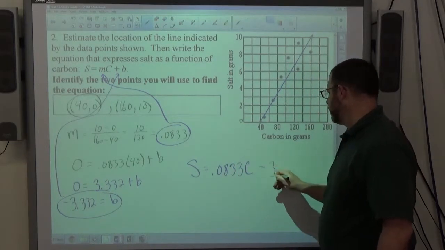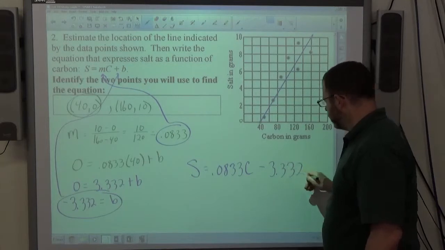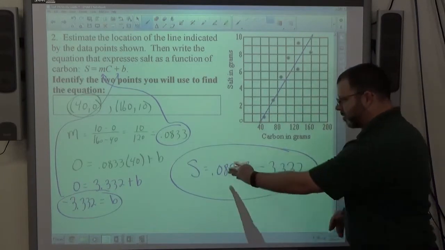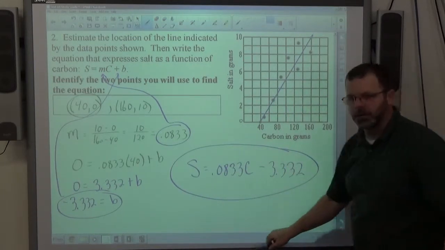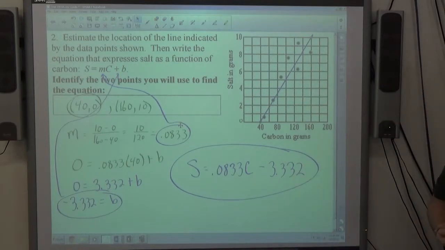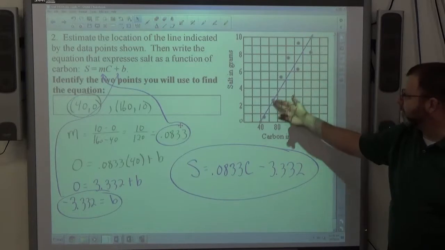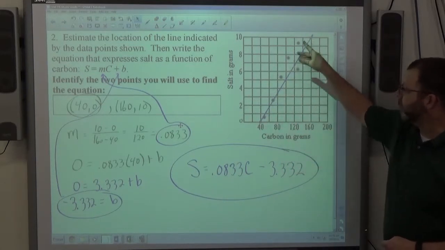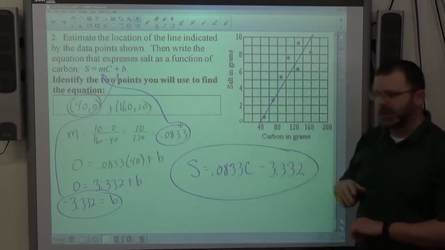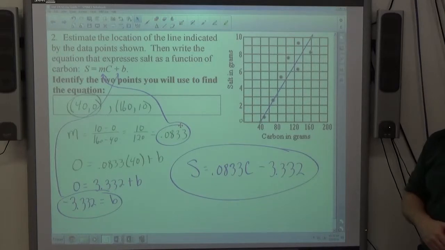So S equals 0.0833c minus 3.332. And again, decimal slope, decimal y-intercept, all decimals, all the time. Do not give me fraction answers on these problems. I'll expect to see the line drawn. I'll expect to see where you pick the points, you identify the points you're going to use, and the correct linear equation based on the points you've picked.